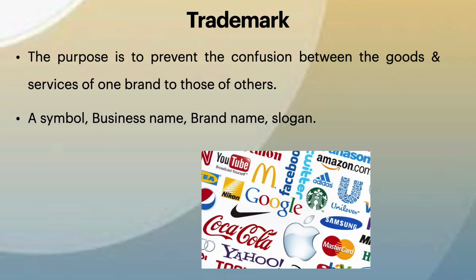I cannot mix one company with all the others. If your company has to stand out among all the other competitors, you need to have a separate company name, symbol, slogan, a word, etc. So a trademark's very purpose is to prevent confusion between the goods and services of one brand and those of others. Here also we have certain names displayed, from Amazon, Adidas, YouTube, Coca-Cola. What are all these? The way those words are written, the color of those words, the symbol, the slogan.